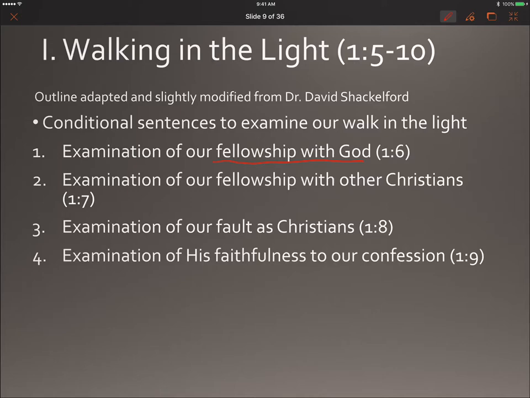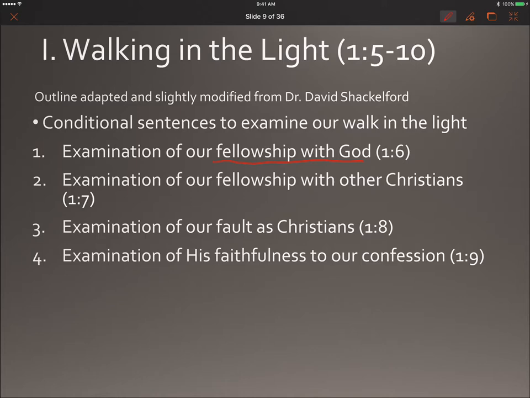When he says walking in darkness, now if I were in class, I would ask you, well, what does walking in darkness mean? And then you would give me some very intelligent and insightful answers. But since we're not in class, I'll have to put that question to you and just think about that. What does walking in darkness mean?